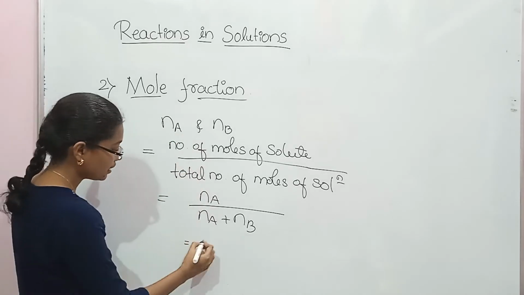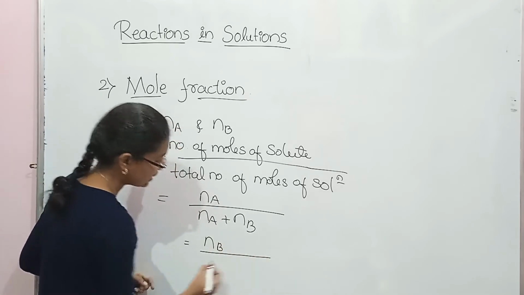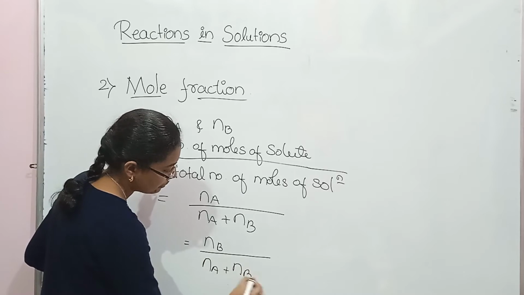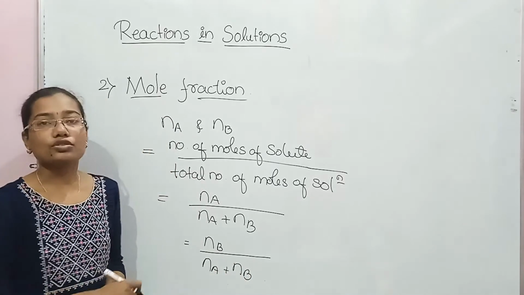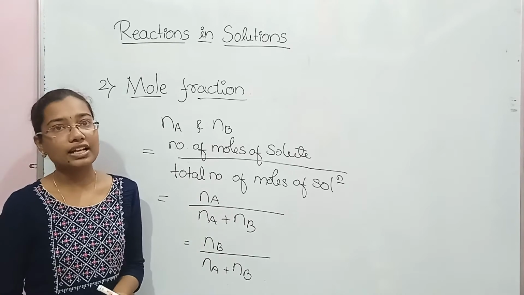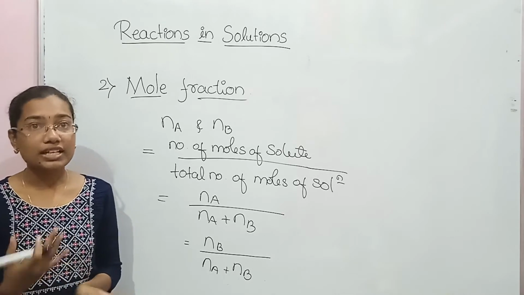If they ask for the mole fraction of B, then you take the number of moles of B divided by the number of moles of A plus the number of moles of B. This is the total number of moles of solution. This is how we calculate the mole fraction. Okay. Now we'll see the next one, that is molarity, which is a very important one.